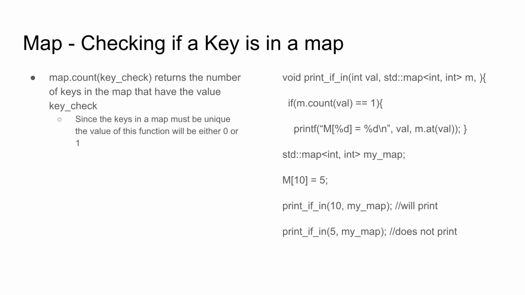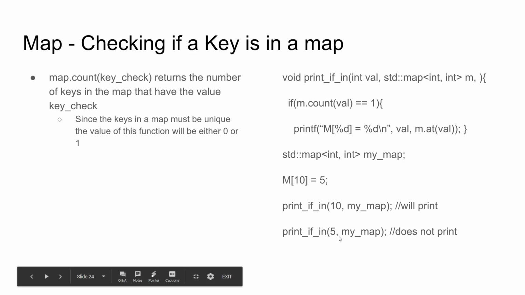If you want to check to see if the key is in the map, you can do map.count, and then you pass in the key that you want to look for, and it will return 1 if it's there or 0 if it's not there. So here we have a value, and if the count is equal to 1, we print that, hey, it's there. Then there's a little bit more of an example where we put the value 10 in there, check to see if 10 is in there, and it will print. Is 5 in there? It's not.